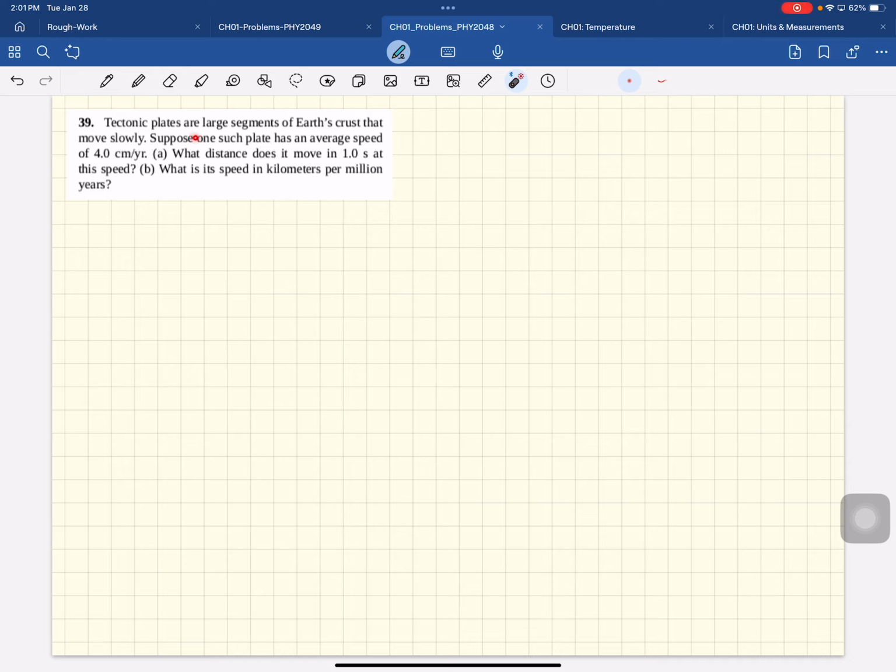So tectonic plates are large segments of the Earth's crust that move slowly. Suppose one such plate has an average speed of 4 centimeters per year. 5 centimeters is roughly 2 inches. What distance does it move in 1 second at this speed? What is the speed in kilometers per million years? We'll figure part B out, and you'll see why. Okay, actually I'll do both parts.